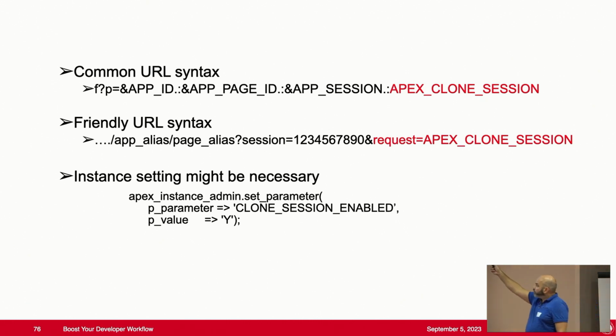We all know this, right? Probably. There is an Apex clone session parameter which will clone your current session to another session, so you have two completely independent running instances of your application at that moment. But what if you want to do that for the Apex builder? It's not there.